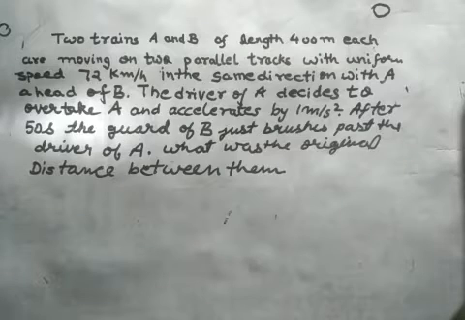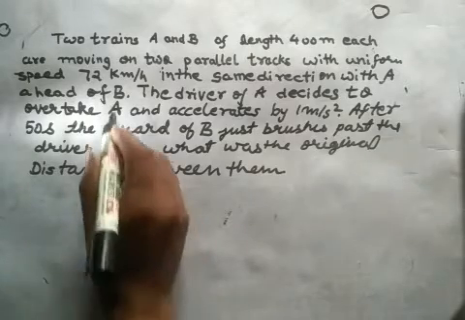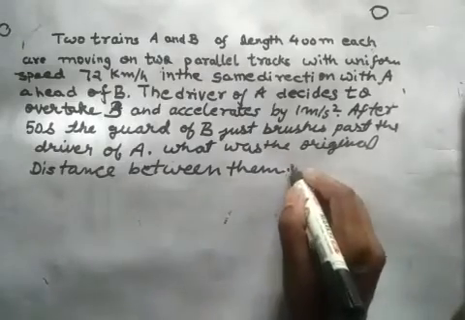Hello. Two trains A and B of length 400 meter each are moving on two parallel tracks with uniform speed 72 km per hour in the same direction with A ahead of B. Driver of A decides to overtake B and accelerates by 1 meter per second square. After 50 seconds, guard of B just brushes past the driver of A. What was the original distance between them?